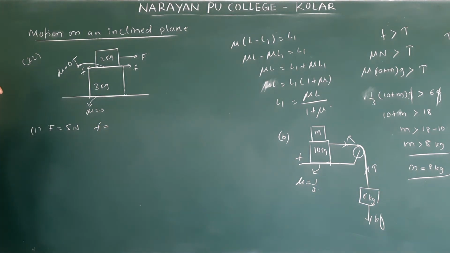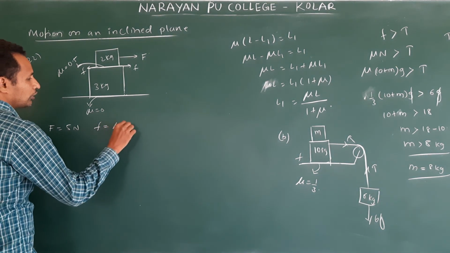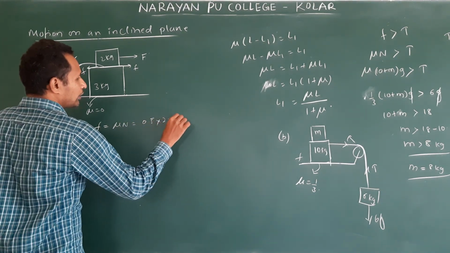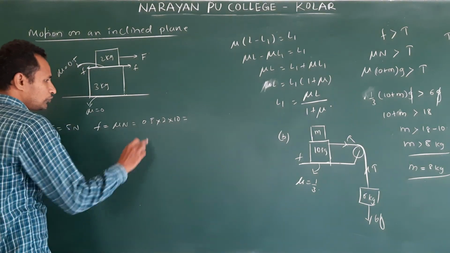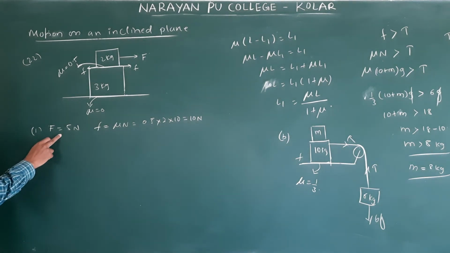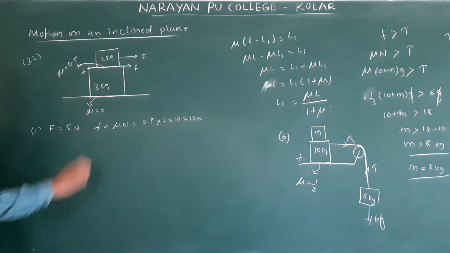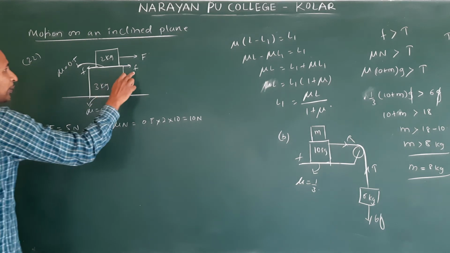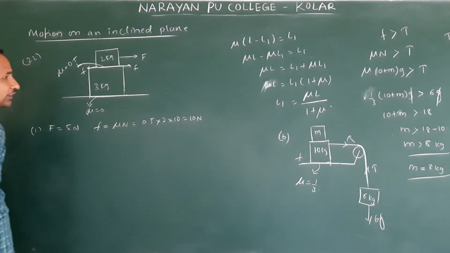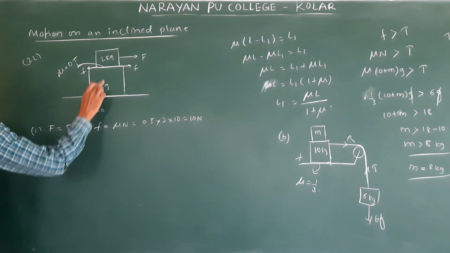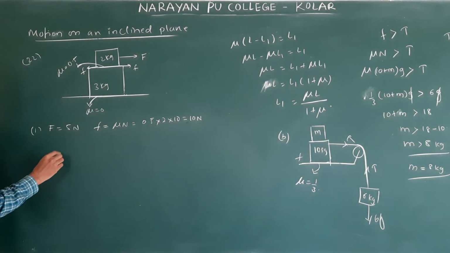Friction on the 2 kg block is equal to mu into m g, so 0.5 into 2 into 10. This is 10 newtons. The applied force is 5 newtons, but friction is 10 newtons. So what happened? Does this block move? No. The first block will not move. But on the second block, friction is acting in the forward direction, 10 newtons, right? The lower surface is smooth, so there is no friction there. Total system will move.